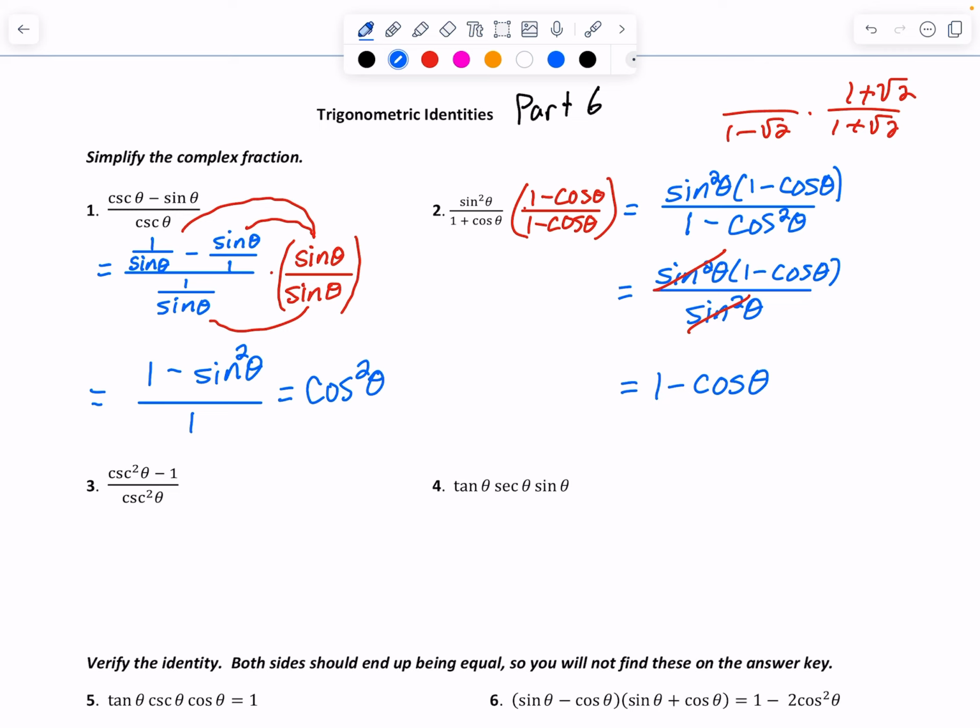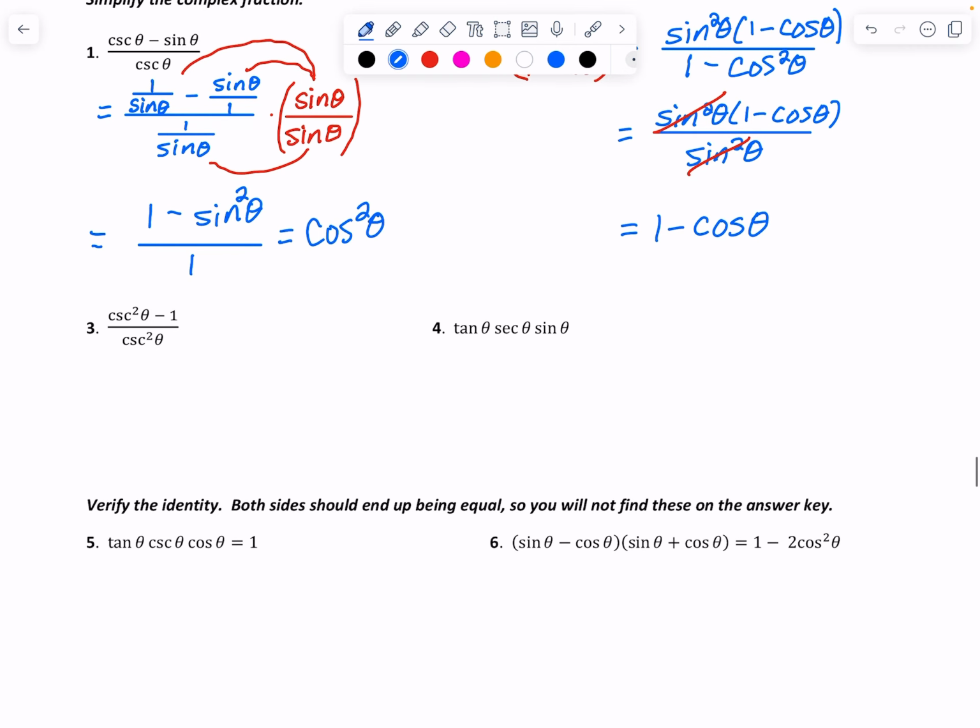So that's what we have there. All right. Simplifies it quite a bit. All right, let's look at problem 3 here.